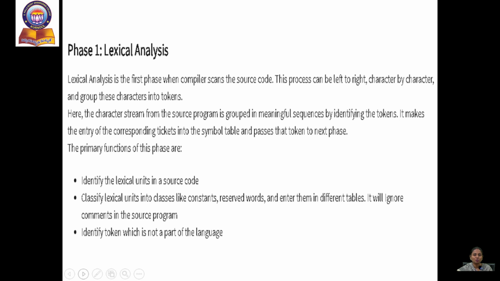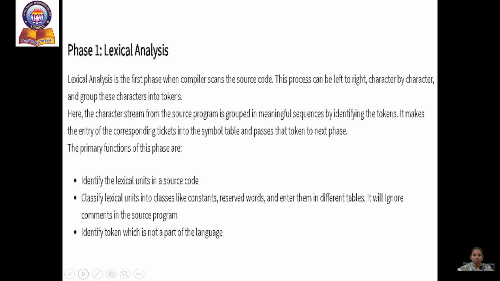The main responsibility of the lexical analysis phase, the first phase of the compiler, is that it scans the complete source code. The main input for the lexical analysis phase is the source code written by the user. First, it scans the entire source code received as input, and this process is done from left to right, character by character, and these characters are grouped in the form of tokens.